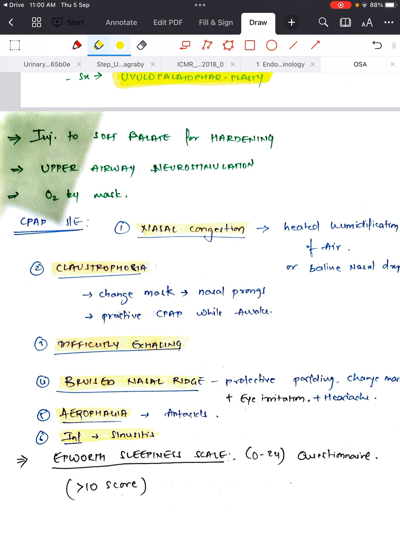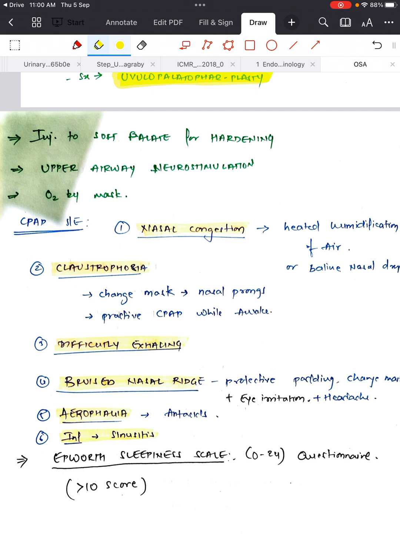Claustrophobia can be there, because there will be a big mask which is very uncomfortable and will cause discomfort to the patient. You have to change the mask interface, and you can shift to nasal prongs, and you have to practice CPAP while awake, because it's not easy for beginners. Some kind of heavy mask is on your face.